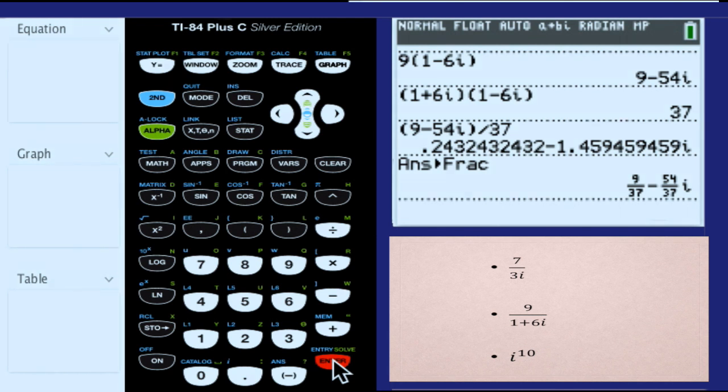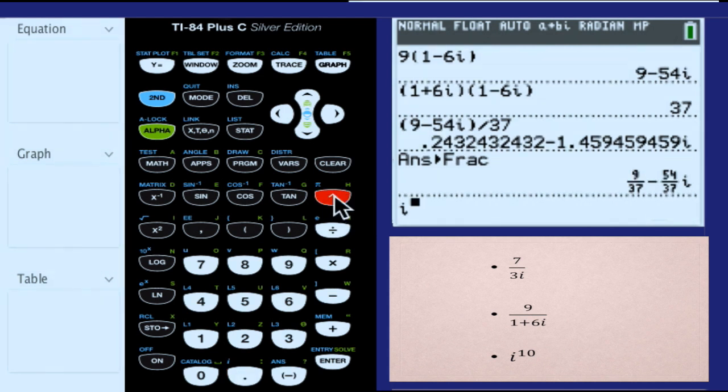The last example is when you raise an i to a power, any power. The calculator will simplify that for you. All you have to do is type it in. So we're going to press second and i, which is the decimal point, and now we need to raise it to a power. The exponent button is this upside down V, so we're going to press that, and then we type in our exponent, which is 10.